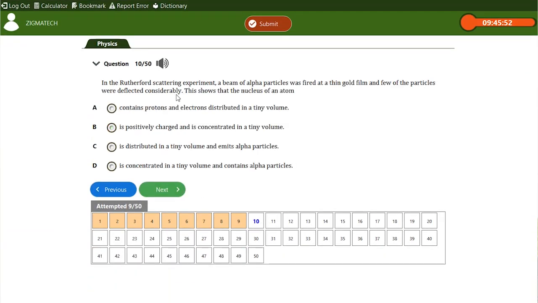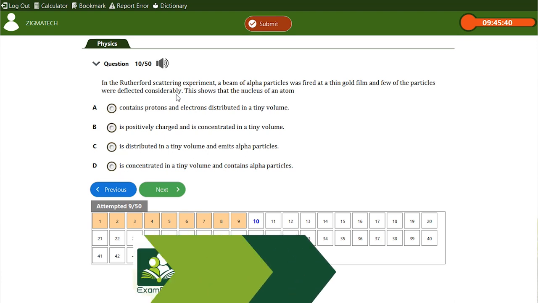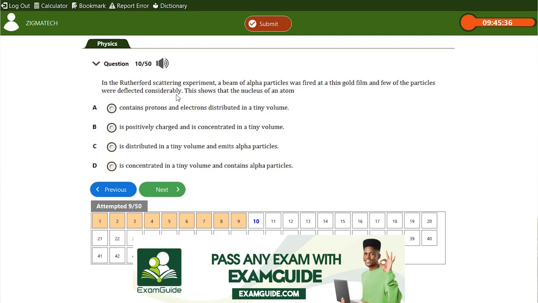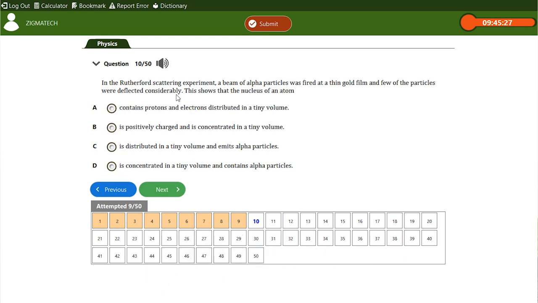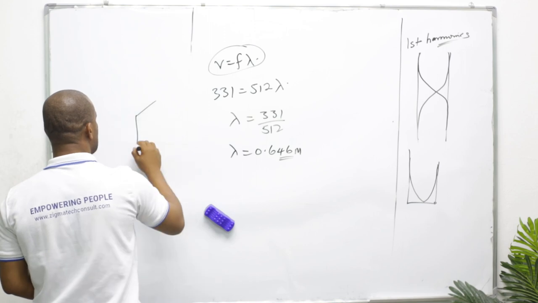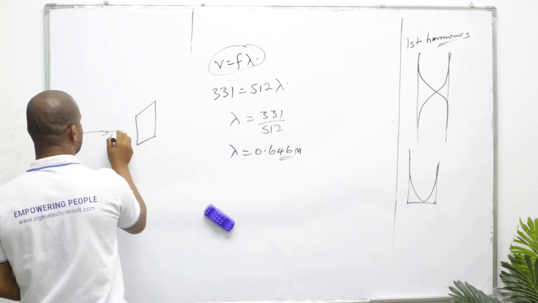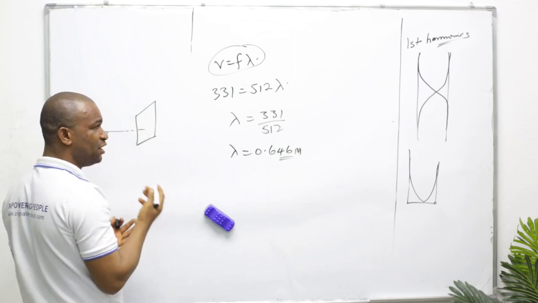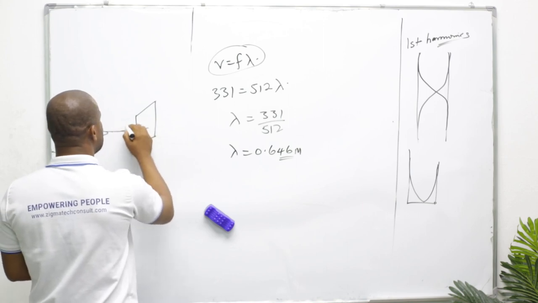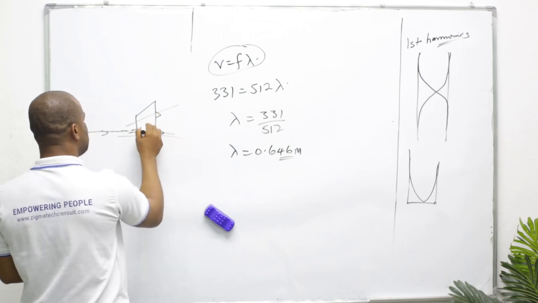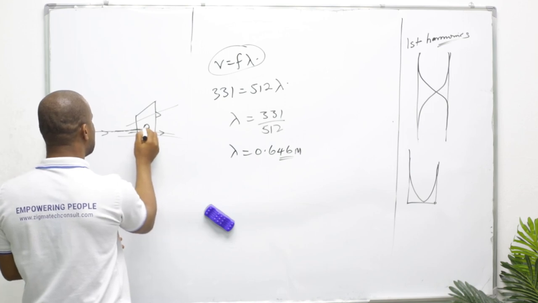Number 10. In the Rutherford scattering experiment, a beam of alpha particles was fired at a thin gold film and few of the particles were deflected considerably. This shows that the nucleus of an atom... All right, this man came with a better version of Thomson's atomic model, whereby he talked about the plum pudding model. But this man conducted an experiment with a metal foil, whereby alpha particles were directed at this foil. They were all going through these places and passing through, but there was a point at the middle where they could not. When they hit there, they returned back.